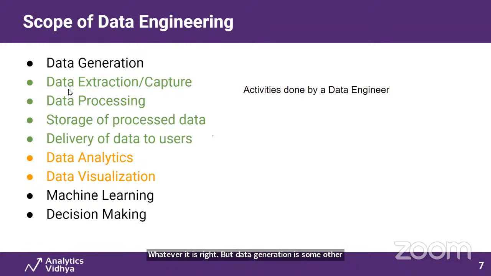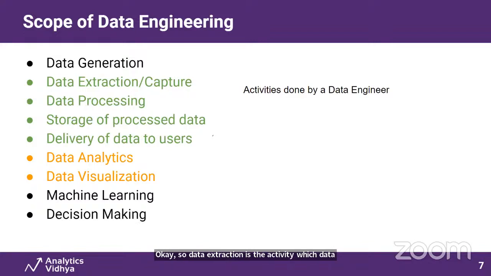Then here you can see 4 points that are green in color. These are the typical activities that a data engineer does. The first is data extraction. Once the data is generated, it is stored somewhere. Now it is the data engineer's job to extract or get the data into their own system, in their own environment, so that they can further process the data and get some analytics or insights out of it. So data extraction is an activity which a data engineer does.